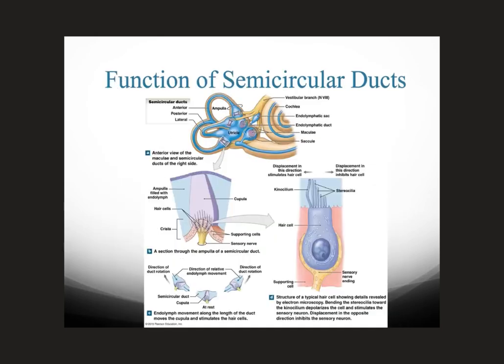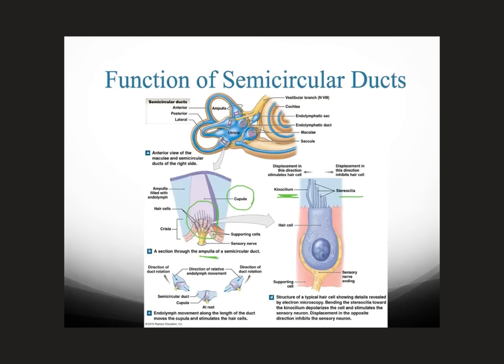So if you notice over here, the semicircular ducts are going to contain the ampullae. Within the ampullae, we have the cupula, and the cupula, like I said, is going to contain hair cells. And if we look closely at these hair cells, you're going to notice that we have 2 different types of structures. We have what we call the kinocilium, and then we have the stereocilia.